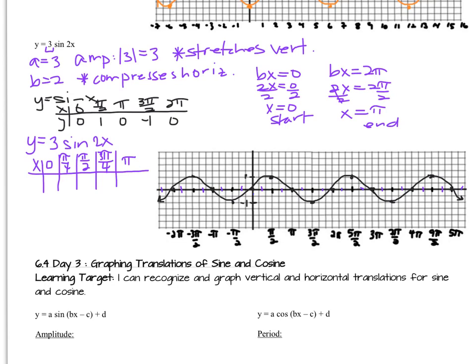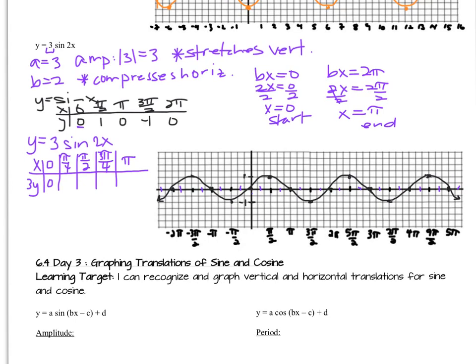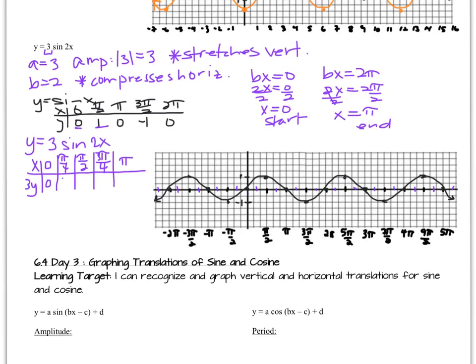For our outputs, because A is 3, we're going to triple all the y values. So if I multiply 0 by 3, that stays 0. 1 by 3 is going to be 3. Then we go back to 0. -1 times 3 drops down all the way to -3. And then we at least end at 0. Let's see. So if I go up to 2 and 3, I'm right at the very top. 2 and 3, -3 at the bottom.